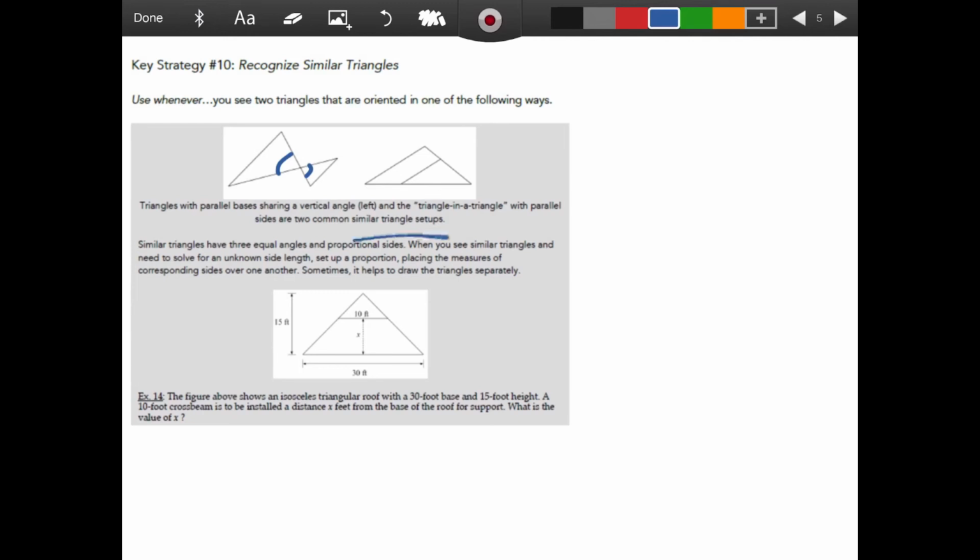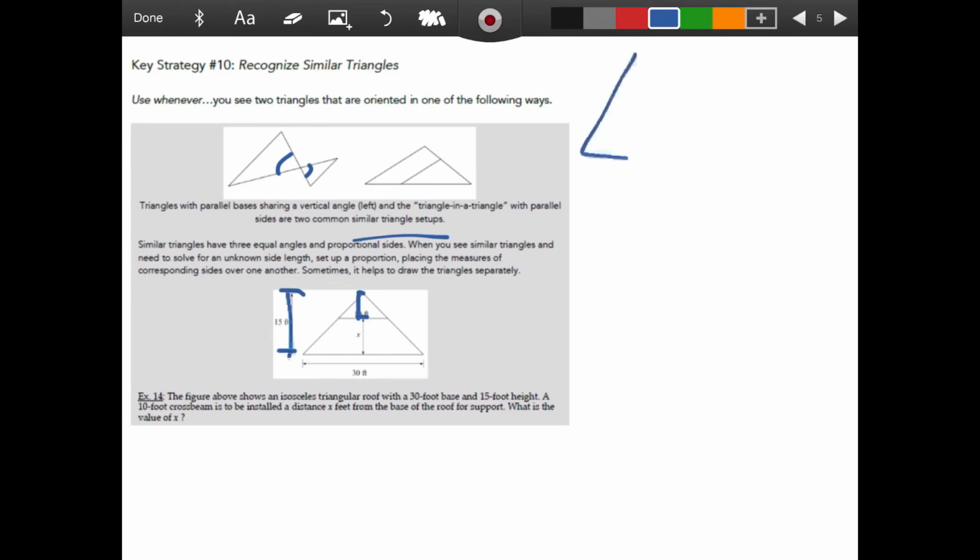So in example 14, the figure above shows an isosceles triangle roof with a 30-foot base and 15-foot height, and the 10-foot crossbeam to be installed distance x from the base of the roof for support. What is the value of x? Now, what we want to know is, since this is a similar triangle, if we find the height of the smaller triangle, well, this is 15 feet, we can easily find that value of x.